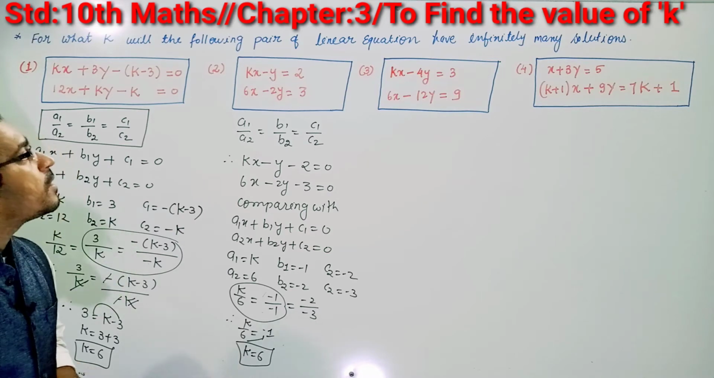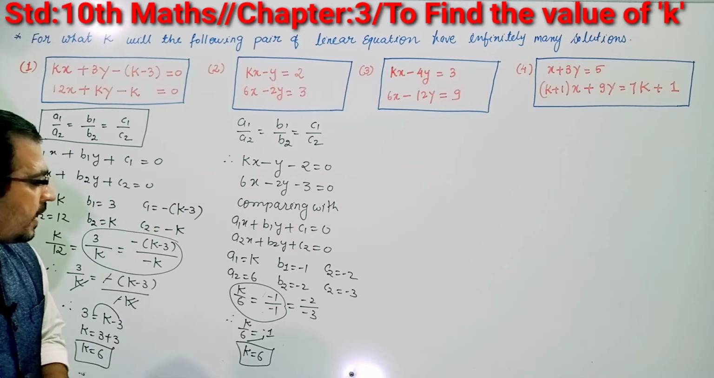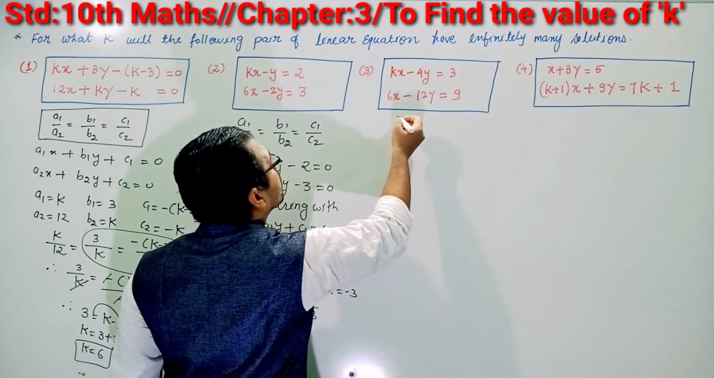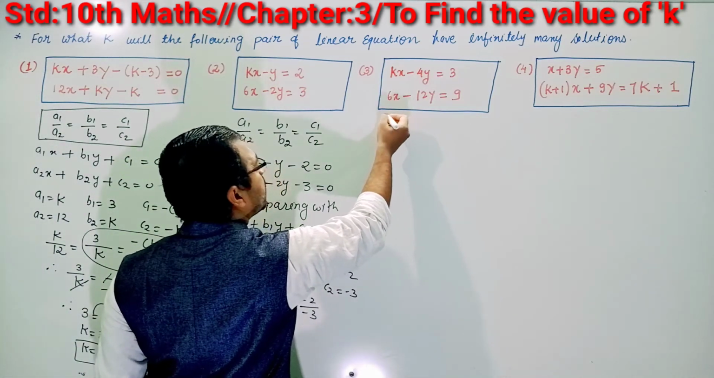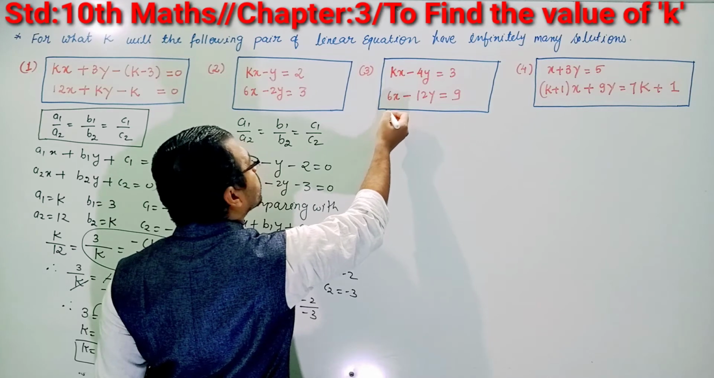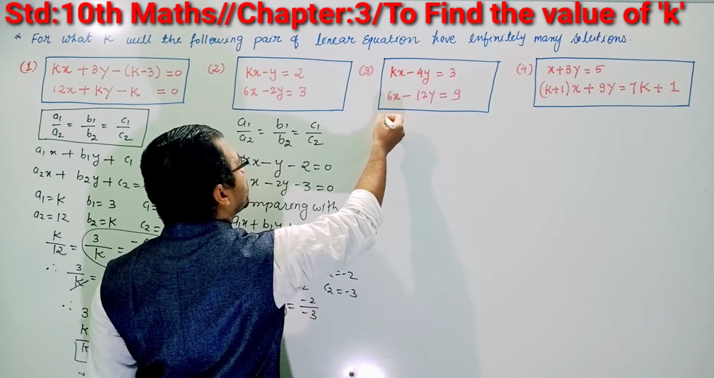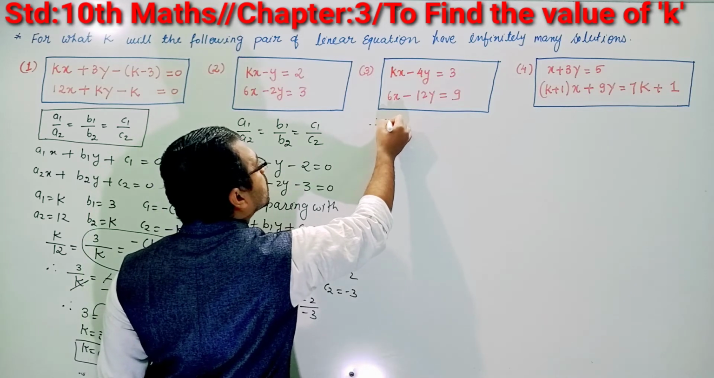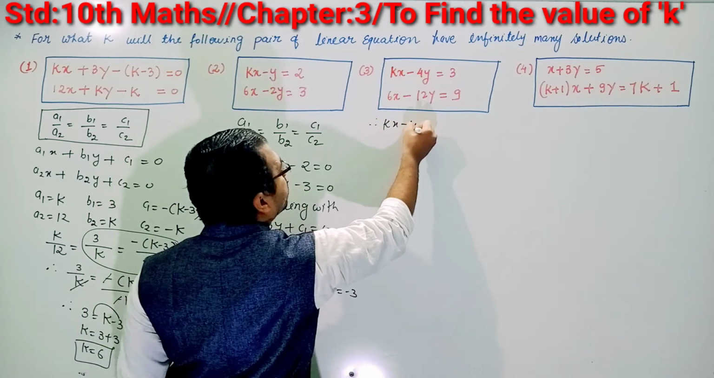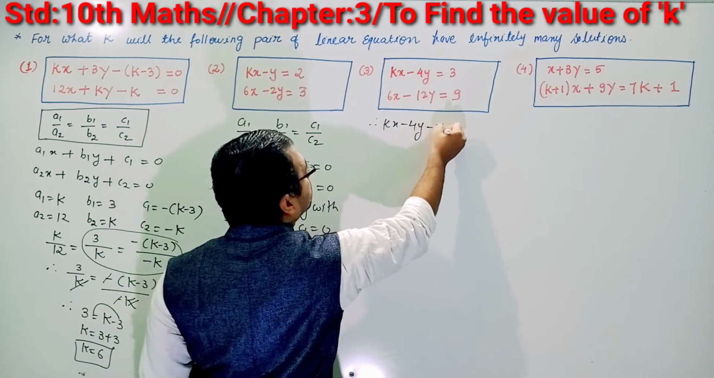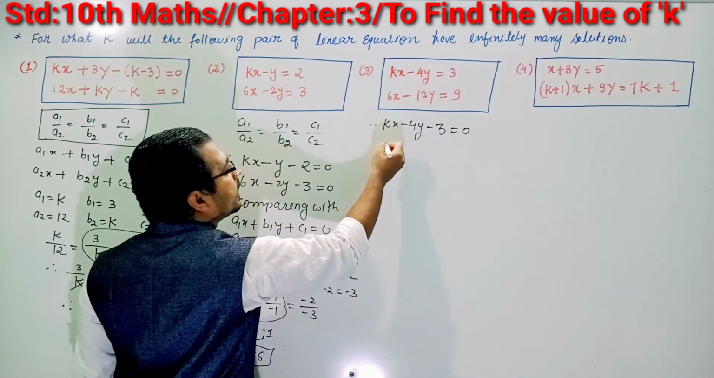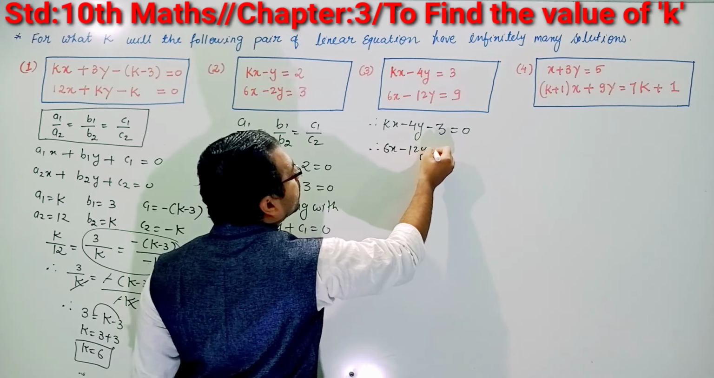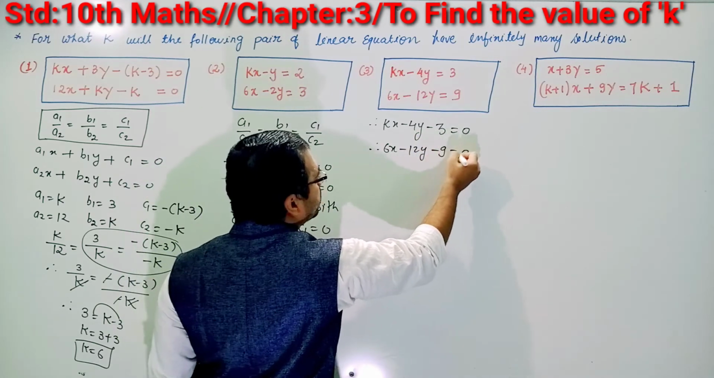Okay. Now moving to the next question. Similarly, first of all, write this pair of linear equations in two variables. So kx minus 4y minus 3 is equal to 0 and 6x minus 12y minus 9 is equal to 0.